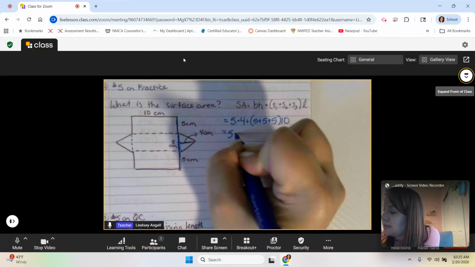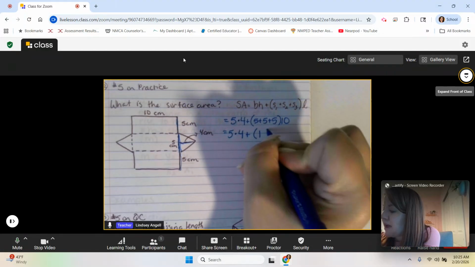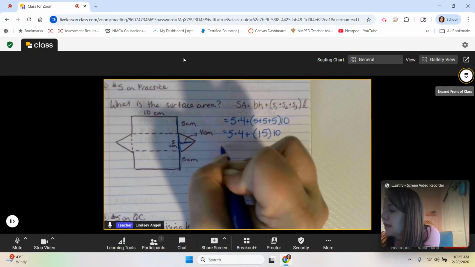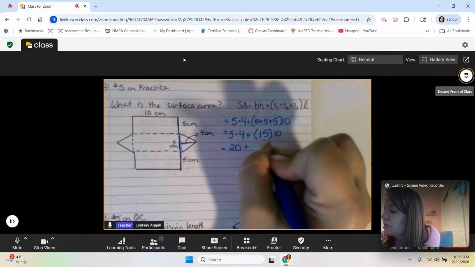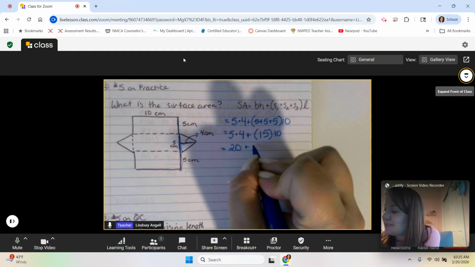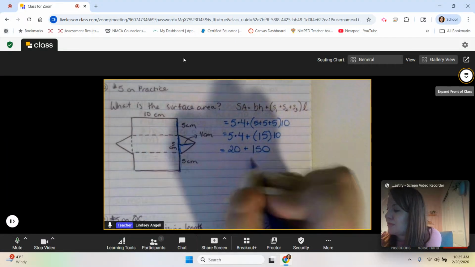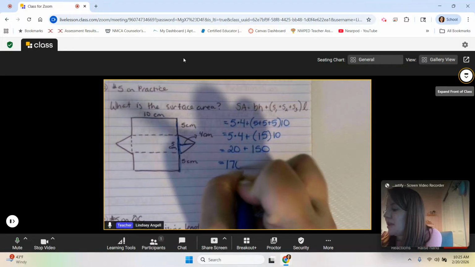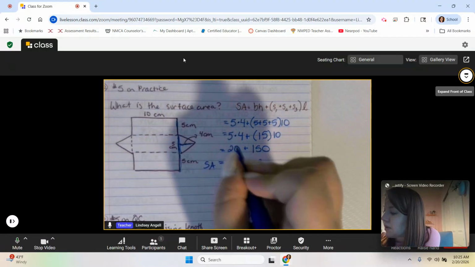We can rewrite this. We've got 5 times 4 plus, and then 5 plus 5 plus 5 is 15 times 10. Well, 5 times 4 is 20 plus, and then 15 times 10 is 150. My brain was moving faster than my mouth. Add them together and we get 170, and again we're talking about centimeters squared.